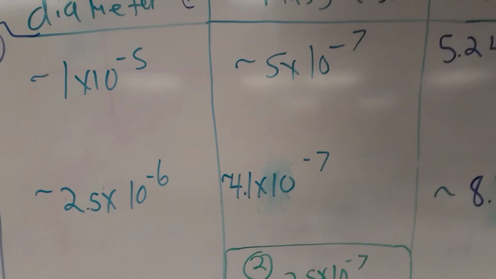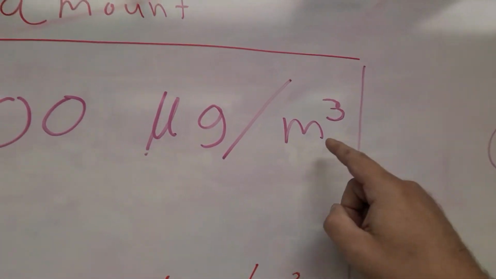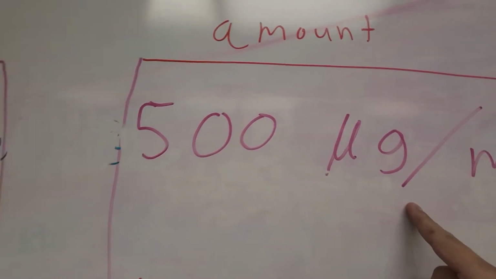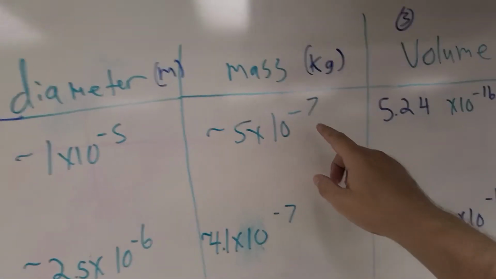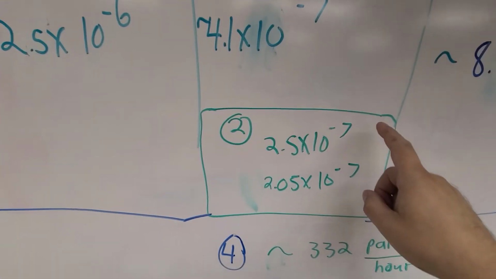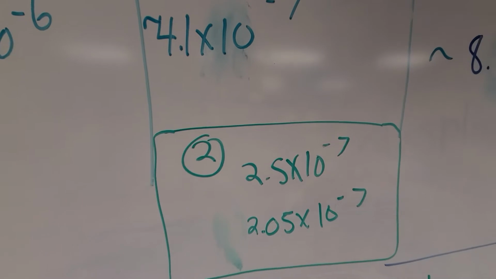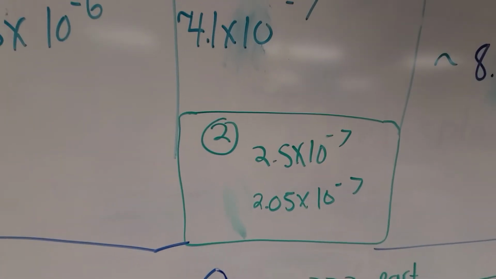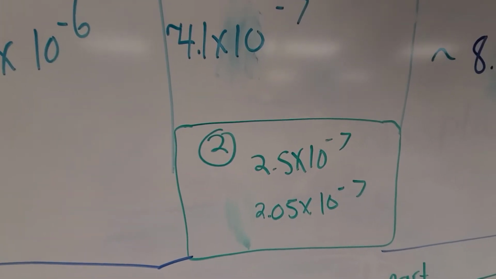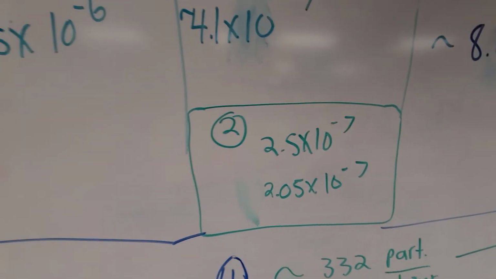Problem 2 specifically states that a person breathes in half of a cubic meter of air, so it's only half of one of these. And so what I did is I just took those values and I cut them in half, and we get 2.5 times 10 to the negative 7th and 2.05 times 10 to the negative 7th. So a very, very small mass in kilograms.